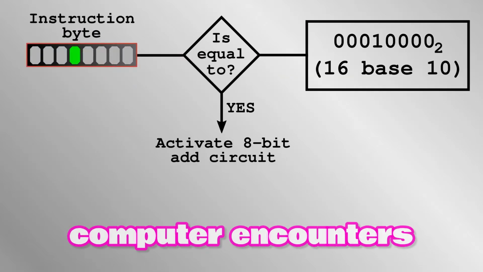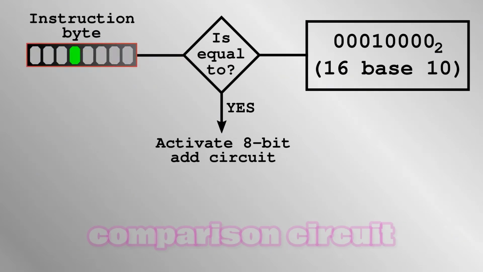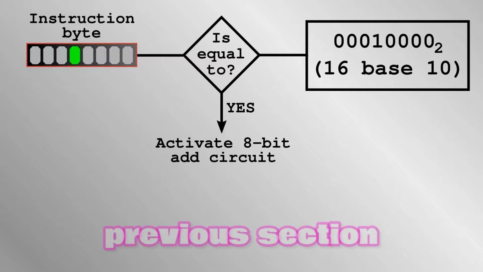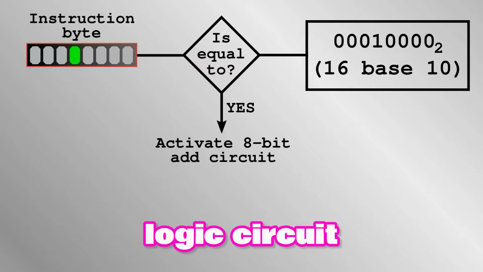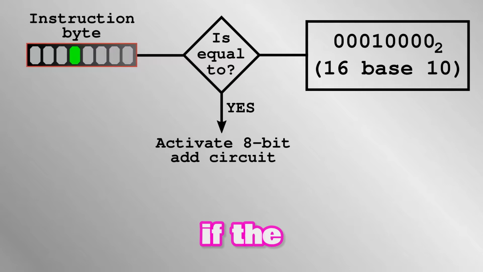When the computer encounters an instruction, it will use a comparison circuit, which we looked at in a previous section, to switch on the logic circuit for the necessary operation. If the byte is equal to 16, switch on the add circuit.